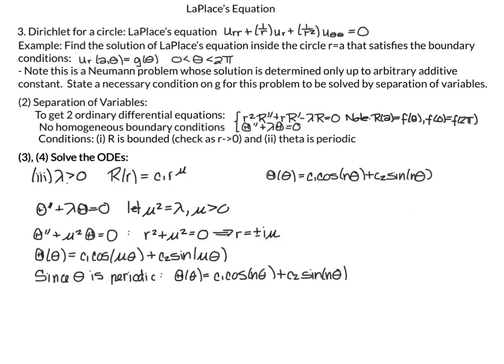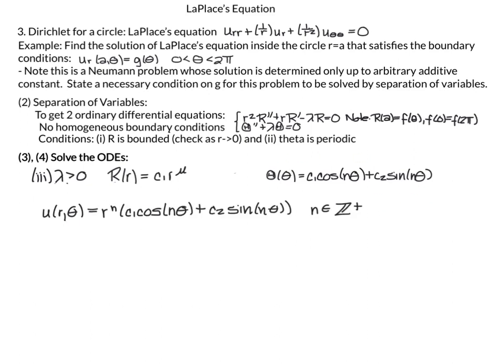And we summarize this here. We look at theta next, and for theta we get C1 cosine mu theta plus C2 sine mu theta, but since theta is periodic, we know that mu must be equal to a positive integer. In other words, we're going to substitute n in here with the understanding that n is a natural number. So here we have our solution for r, here we have our solution for theta, which means we have a solution u of r theta equal to our r times our theta. And again, n is a positive integer.